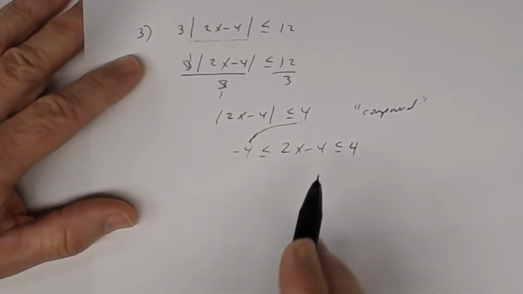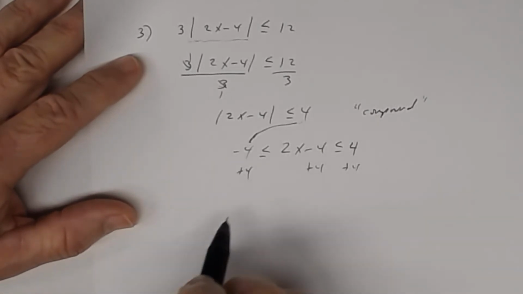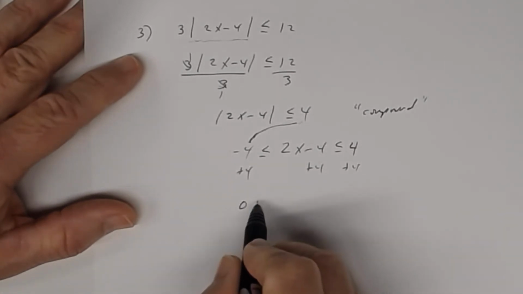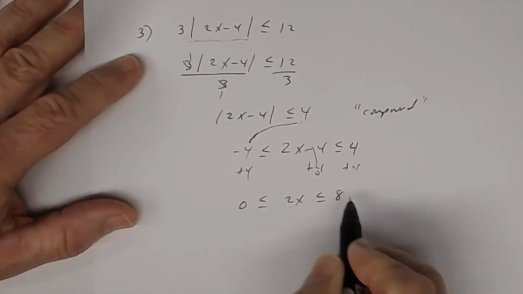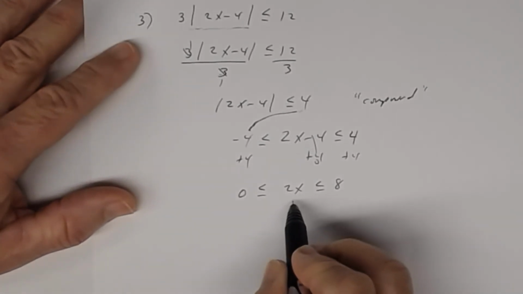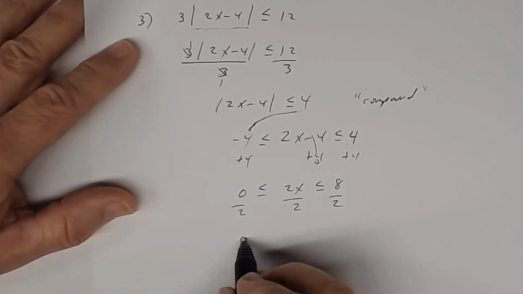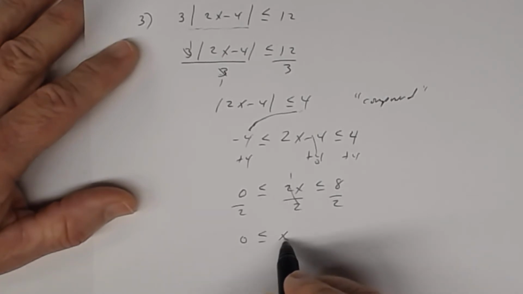Okay, all right. So I'm going to add 4 to both sides. And so when I add 4 to both sides, negative 4 plus 4 is 0, right? It's less than or equal to, this is 0 here, 2x is less than or equal to 8, correct? And then I'm going to divide both sides by 2. 0 divided by 2 is 0. Is less than or equal to, 2 divided by 2 is 1. 1 times x is x. It's less than or equal to, and 8 divided by 2 is 4.